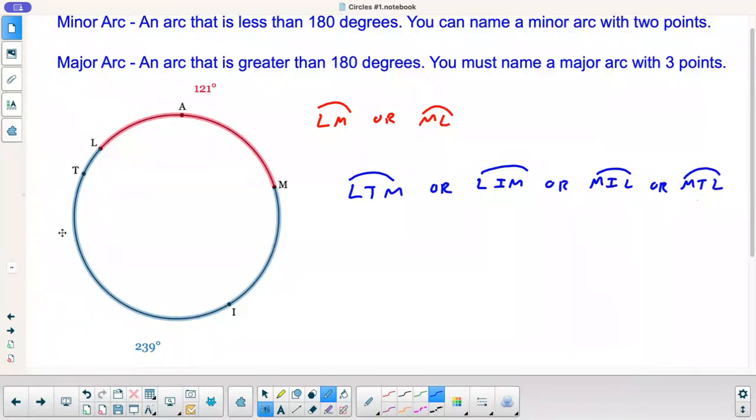Now, it is possible to name a major arc with 2 points. You could write the words major arc LM. That way you know which way to go. The problem is, if you just say LM, you don't know which way to go. You can go this way on the red or this way on the blue. So general practice is if it's 2 points, it's a minor arc, and if it's 3 points, it's a major arc, unless you say major arc or minor arc, which would be another way to do it.